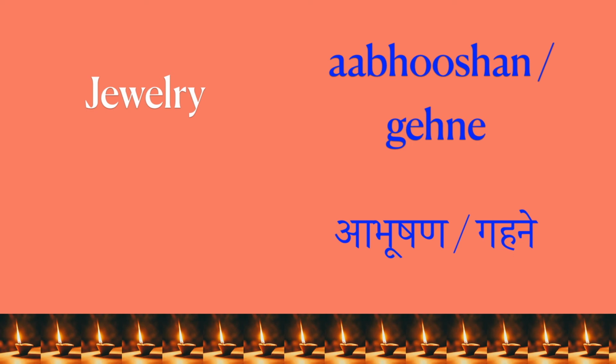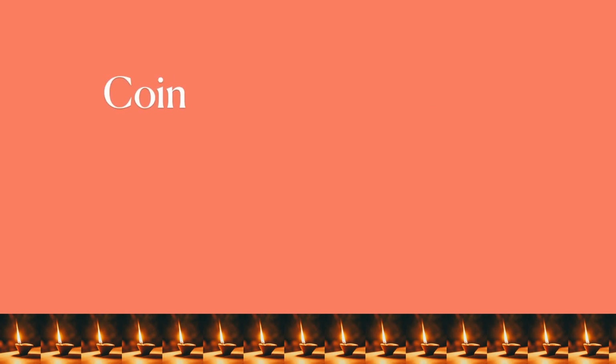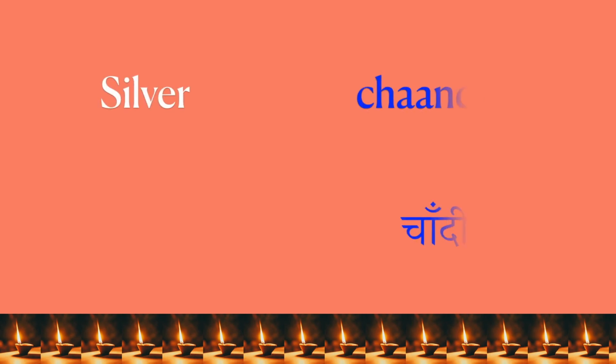Jewelry is abhushan or gehne. Coin is sikka. Gold is sona. Silver is chandi. Utensil is bartan.